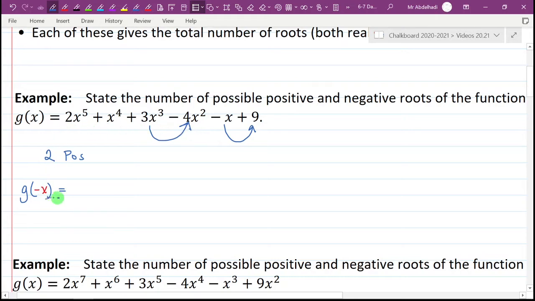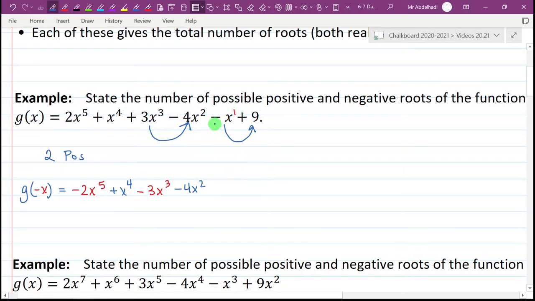So rather than go into that in too much detail, I'm just going to flip the sign on all of the odd-powered terms. So this is a 5th power. That's an odd power. Instead of 2x to the 5th, it becomes negative 2x to the 5th. This is an even-powered term, so it stays the same. It doesn't change. Nothing changes. This is an odd-powered term, 3rd power, so change the sign from positive to negative. This is an even-powered term, so leave it as negative 4x to the 2nd. This is an odd power, because this is a power of 1.